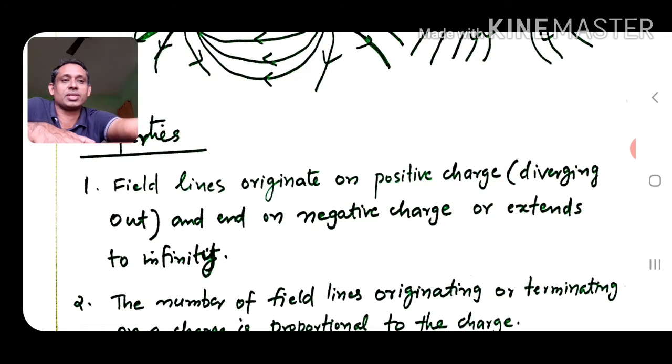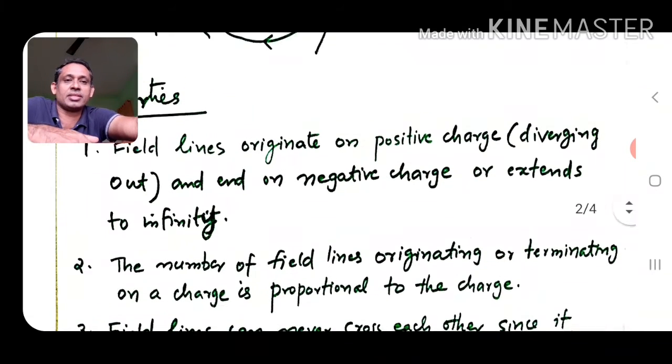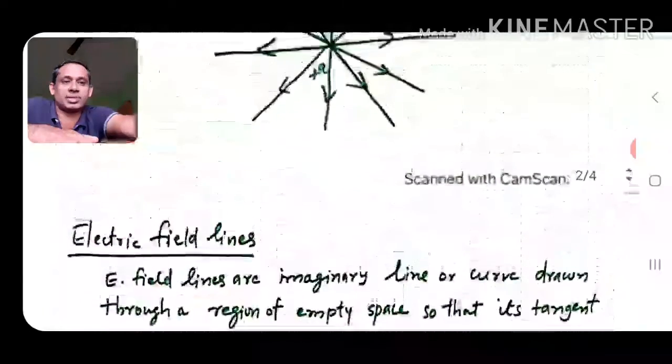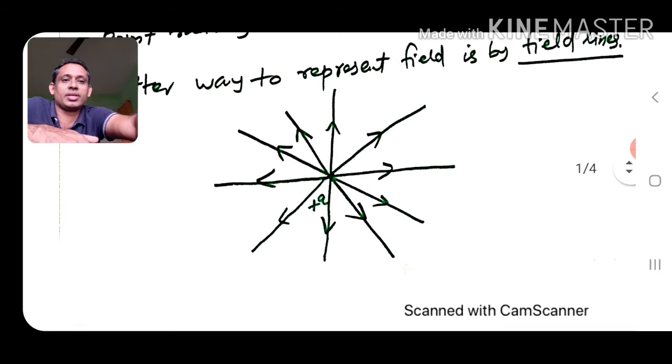They start from a positive charge and diverge out from the positive charge and end on a negative charge. Actually, they converge on the negative charge. So they originate and diverge from the positive charge and end or converge on the negative charge. They may also extend to infinity. If we have only a single positive charge, as in the situation here, the field lines originate from the positive charge but extend to infinity.